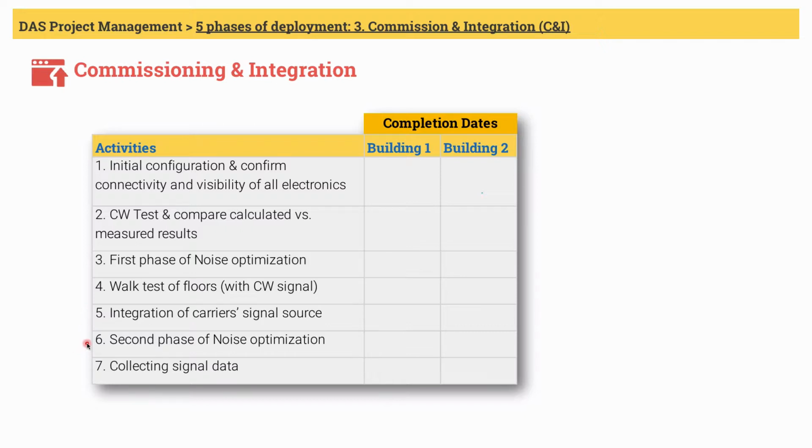Second phase of noise optimization. In this phase, we minimize and optimize the noise for individual frequencies going to the signal sources from the DAS, which means the uplink path. Pretty much in all cases, this is done in conjunction with the carriers or operators. Collecting signal data. In most projects, carriers collect signal in the DAS coverage area to validate their expectation and the performance of the DAS.